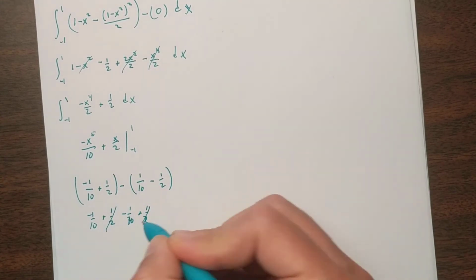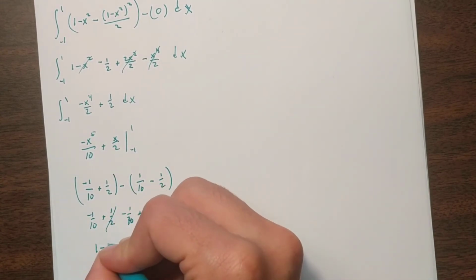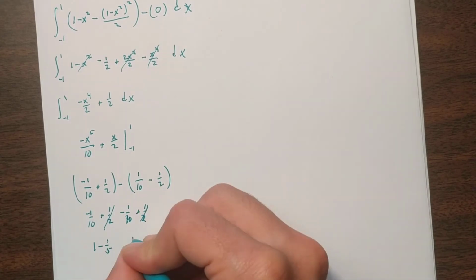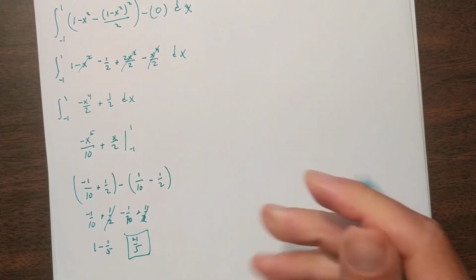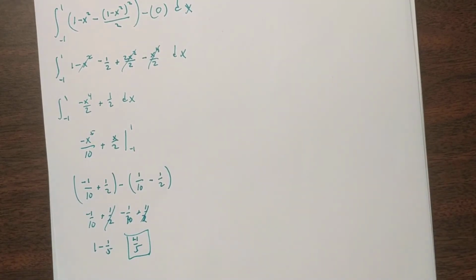Well, that's 1 right there. So this is 1 minus 1/5. In other words, 4/5. And that is how we integrate over a multivariable function.